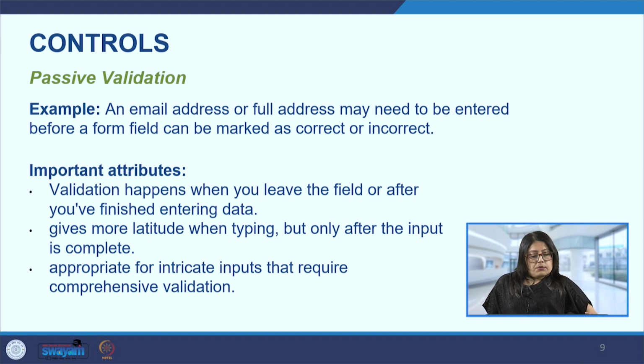So this system will only validate when we leave the field or after we have finished entering the data. It will not stop the user from entering the information. So the minute the user types in @p, it will not interfere, but only after the .com has been entered and the user goes to the next tab, only then will the system inform the user.